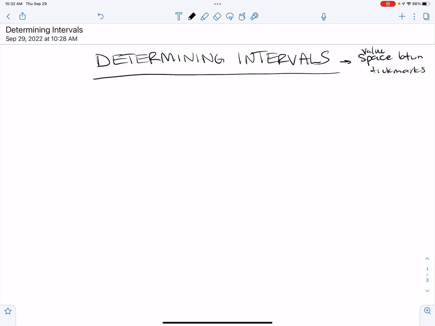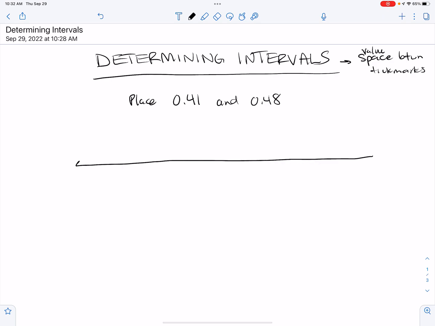And so if you're given a situation where you need to place 41 hundredths and 48 hundredths on a number line, you need to figure out, like, what is going to be my endpoints, first of all, and then what are my values going to be. So when we're doing our number lines, you want to be thinking about what is the relationship between these two numbers. How might they be related?